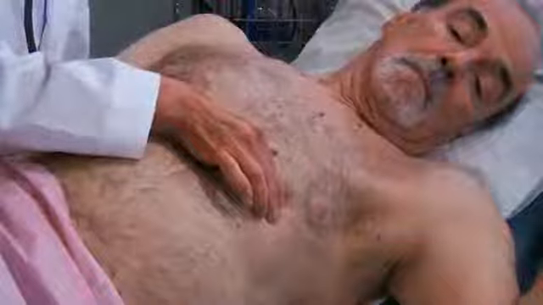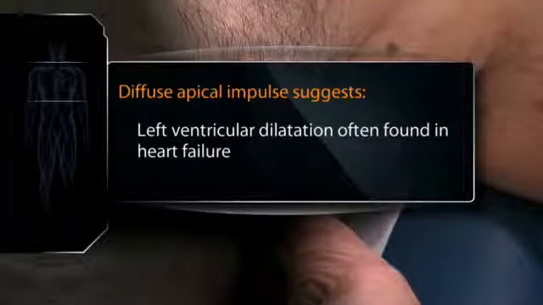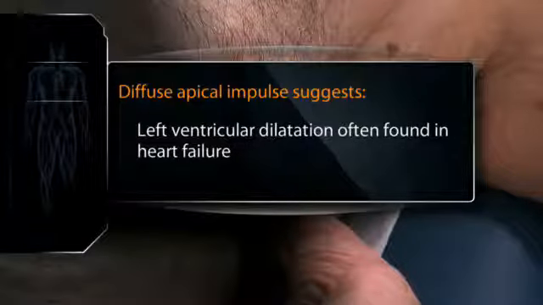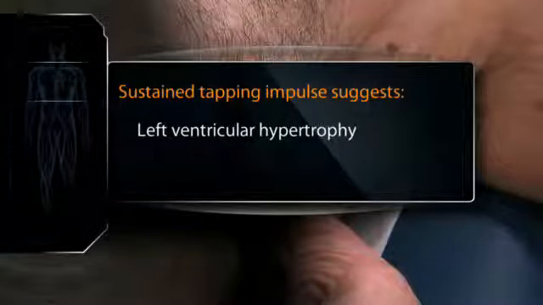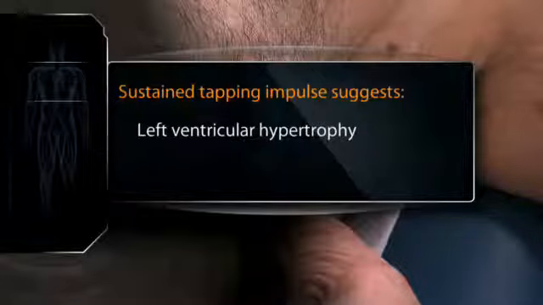Palpate again using the palmar surfaces of several fingers. Measure the diameter of the impulse in centimeters. Feel for the amplitude of the apical impulse. It is usually small and feels like a gentle tap. A diffuse apical impulse suggests left ventricular dilatation, often found in congestive heart failure. A sustained tapping impulse that lifts your finger off the chest wall suggests left ventricular hypertrophy, found in hypertension and aortic stenosis. With experience, you will learn to feel the apical impulse in a high percentage of patients.